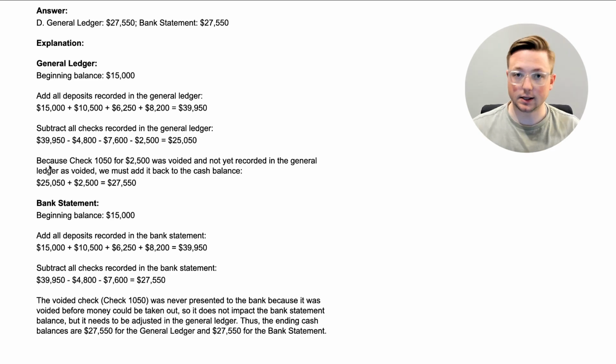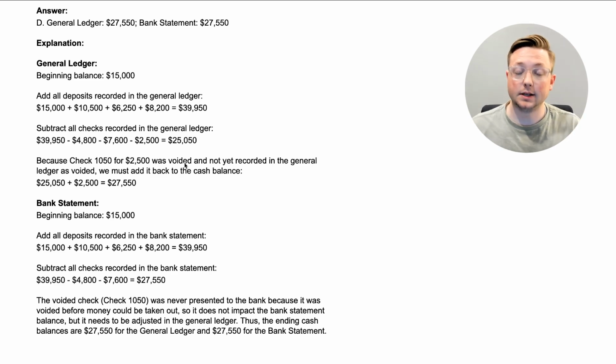But, and this is the key part of this question, because check 1050 for $2,500 was voided and not yet recorded in the general ledger as voided, we must add it back to the cash balance. So what does that mean? That means that a company sent out a check to pay somebody. The check either didn't make it to the client or the client never cashed it, or whatever the case may be, and then the company voided it, or said, this check is no longer good, you can't use this check.